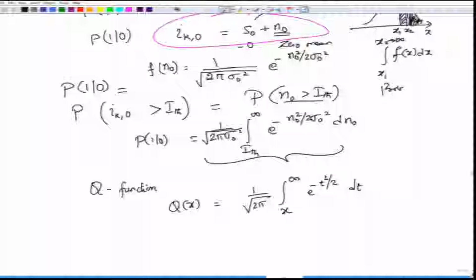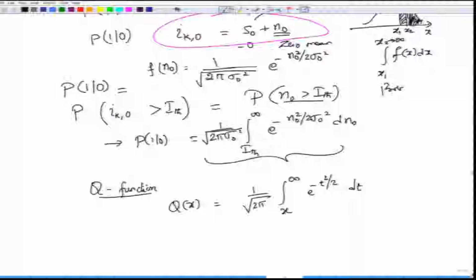While arriving at an expression for the probability of mistaking a 0 with a 1, which is given by the probability of 1 given that 0 was transmitted, we found that this is given by the integral of this particular function. Because this integral is very popular and comes up in many places, there is a specific shorthand notation that we use, which we call the Q function. The Q function is defined by this expression, which is 1 by square root of 2 pi and the area of the curve from x to infinity.